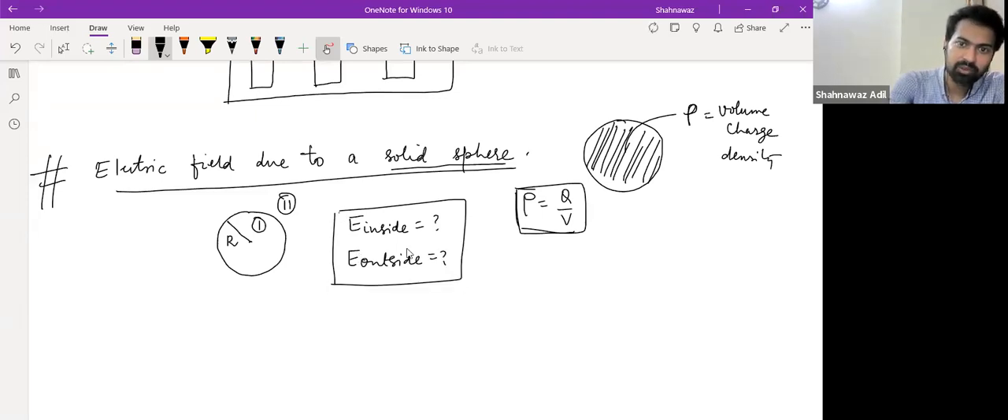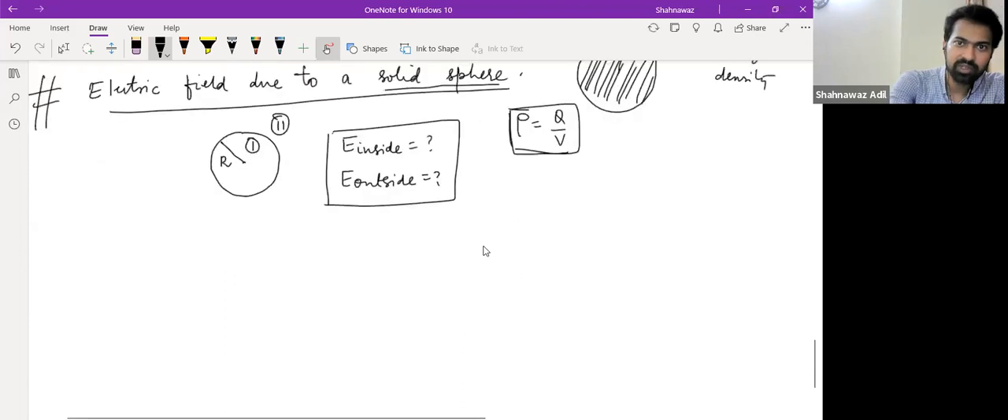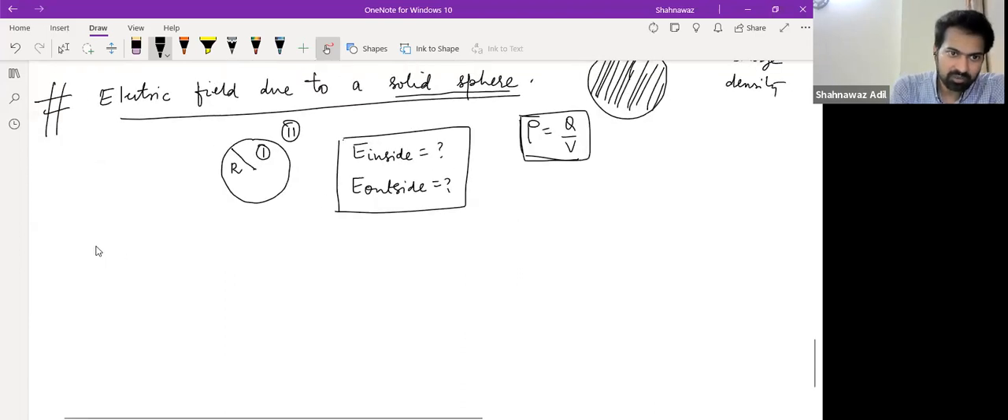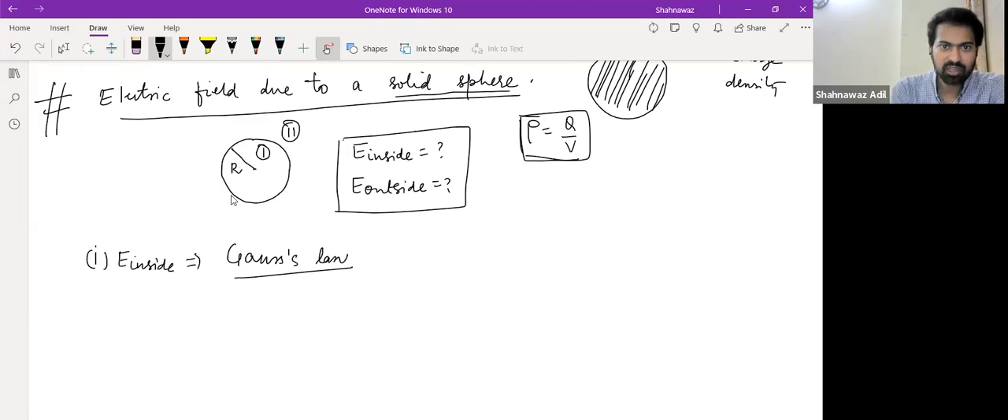Understood, guys? So what do we know? Let us calculate first E inside. We know about this Gaussian. This is a sphere, so what kind of Gaussian surface will we take? Spherical, right?